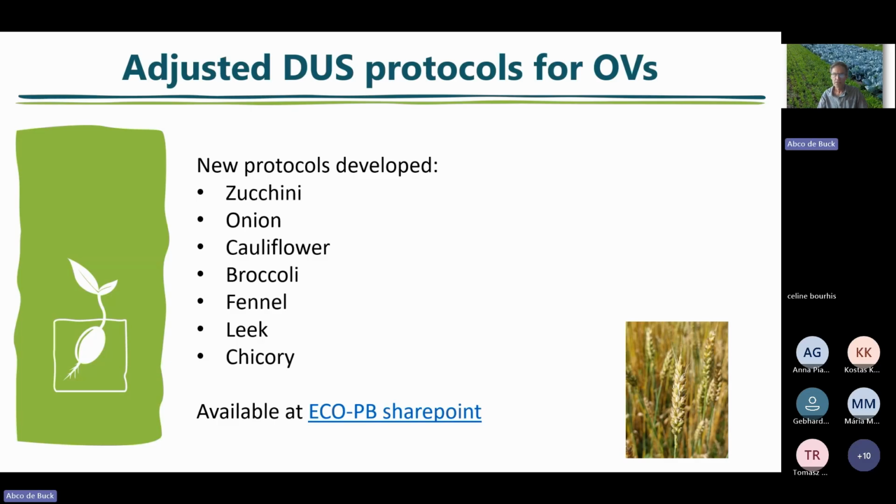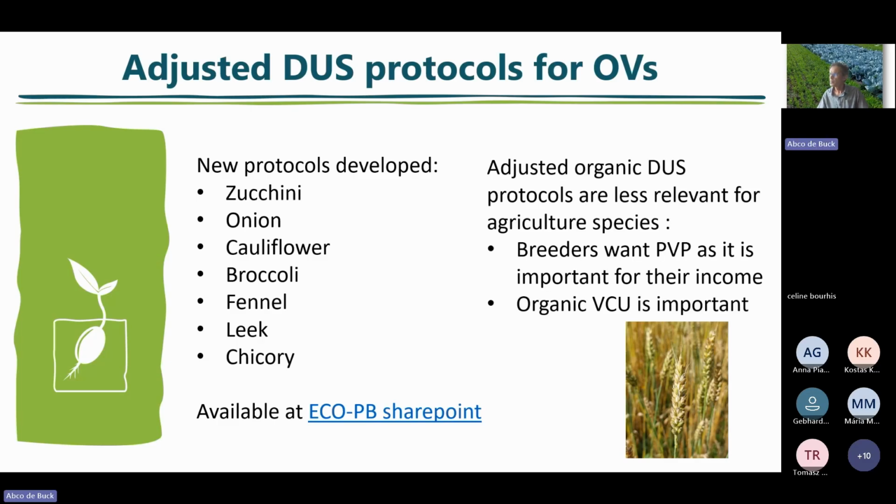It has to be said that adjusted organic DUS protocols for agricultural species are less relevant because most breeders for agriculture want plant variety protection, as it is an important part of their income, as opposed to vegetable seeds, for which just the market price is the most important part of the income of the breeder. However, organic VCU is very important for agriculture species.